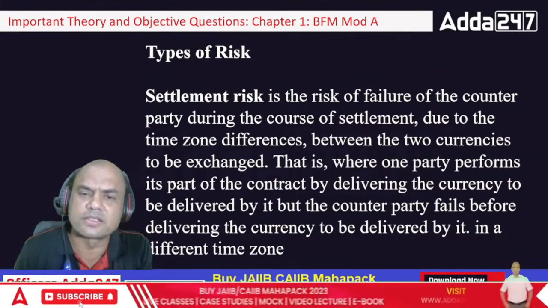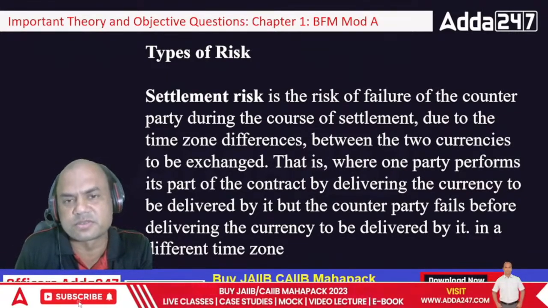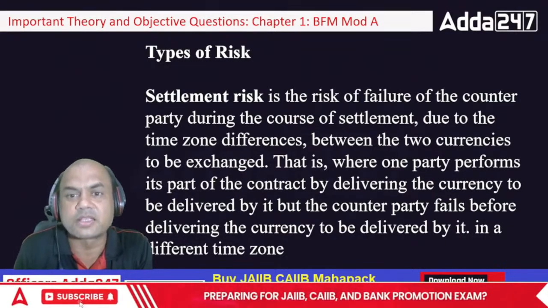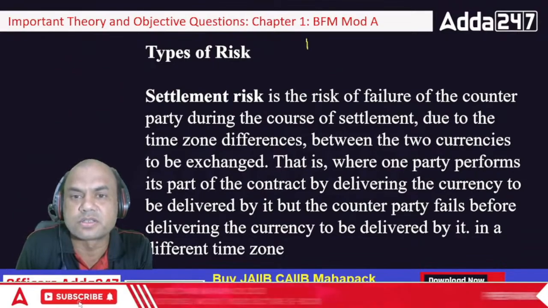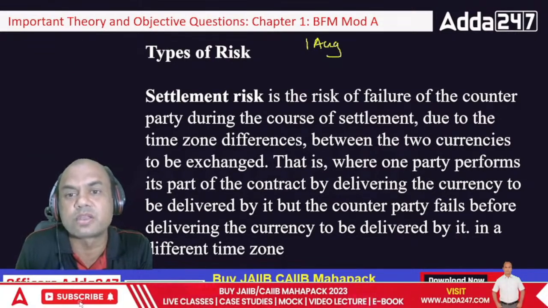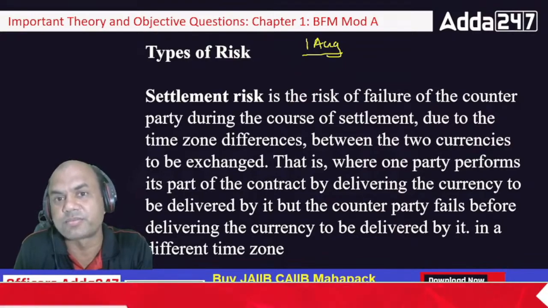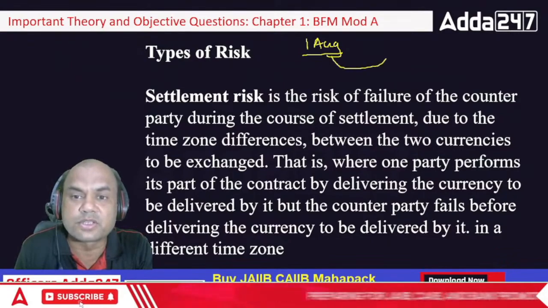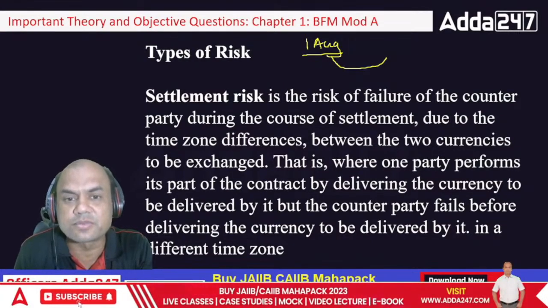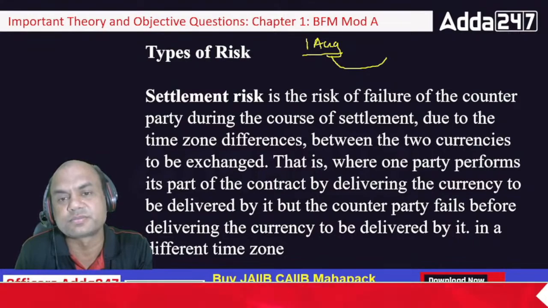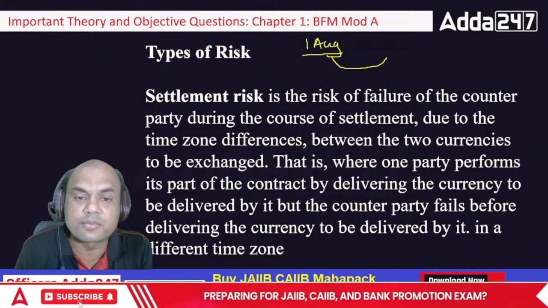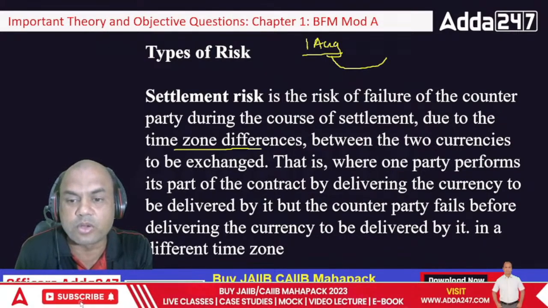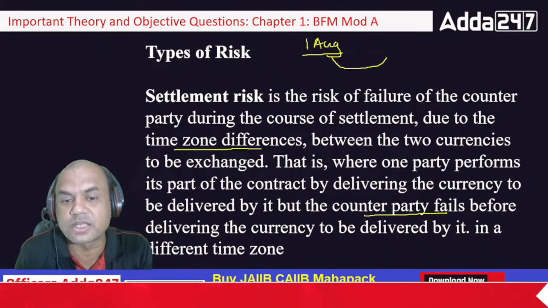This settlement risk generally happens between India and the US, because when it is day in India, it is night in the US. Suppose today is 1st of August. 1st August has started today over here, but in the US it has not started. It will start when we are at night. So there is a time zone difference over here. So this time zone difference creates the settlement risk. Okay. So due to time zone differences, remember this. And the second point over here is the counterparty. The counterparty fails due to this time zone difference.